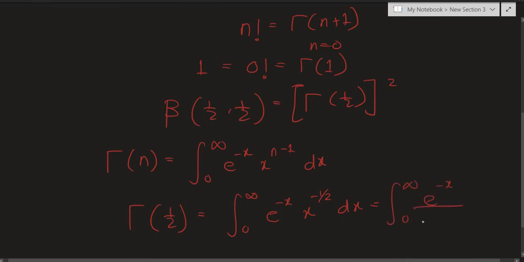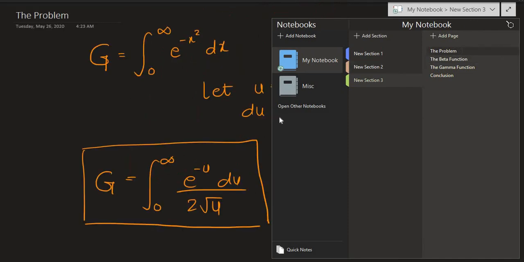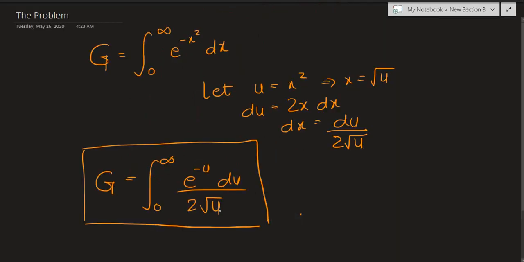x divided by square root of x dx. Well, but does this seem similar to something? Well, yes, because if you remember our original problem, we had exactly the same thing except we had a factor of 2.